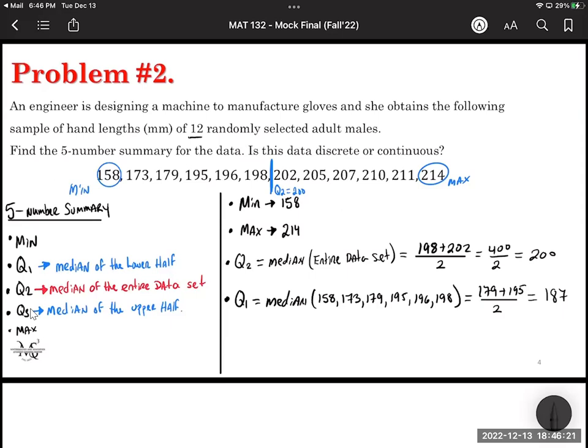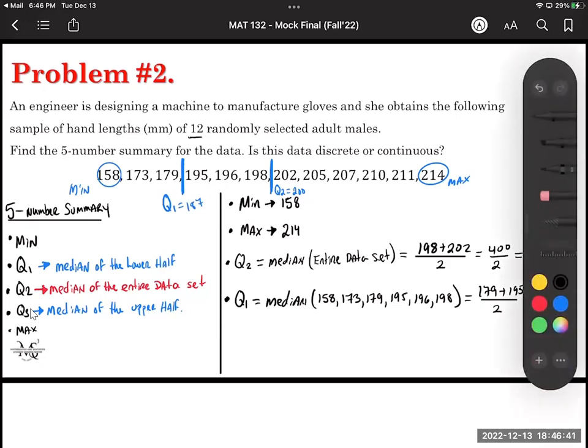Okay, good. So let me ask you this question. Is 187 on my list? No. So you can informally draw another line between 179 and 195 to show that here's my Q1. It's 187. All right. So there's only one thing missing, and that's Q3.